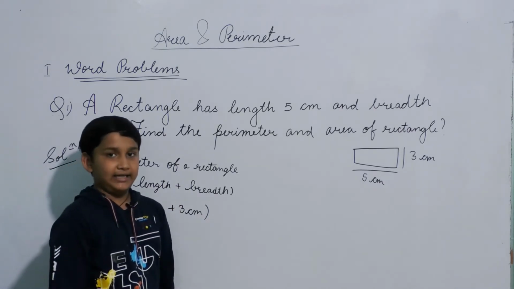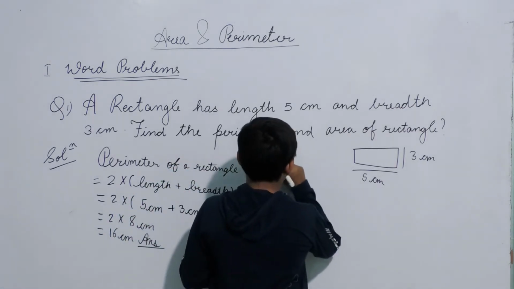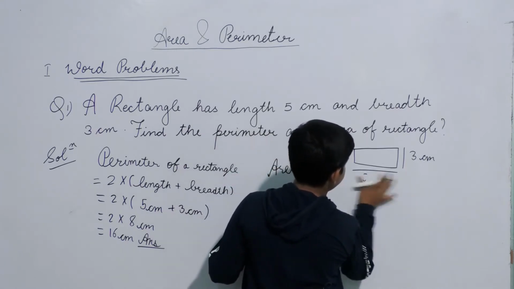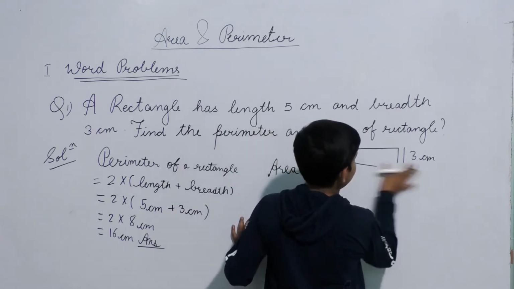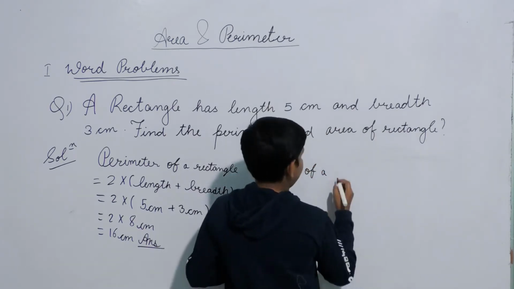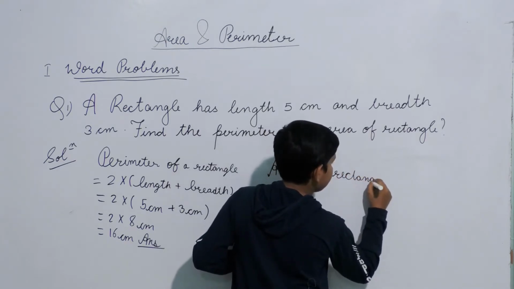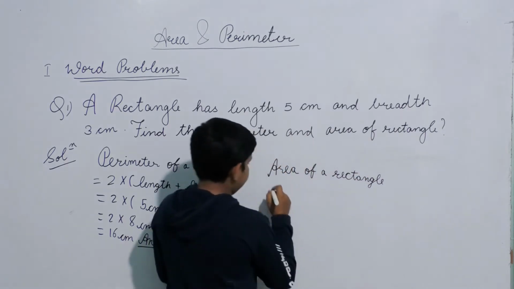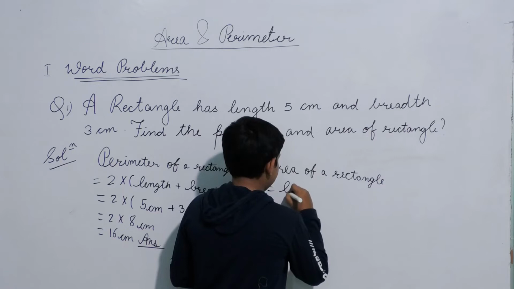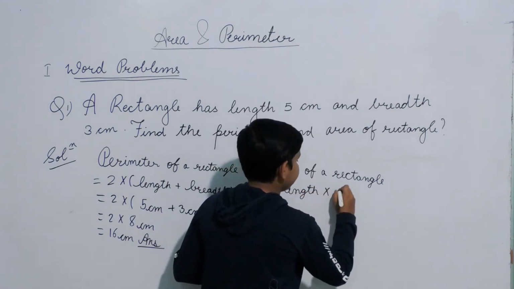Now we will find the area of the rectangle. To find the area of a rectangle, I'm going to erase this rectangle. Area of a rectangle: there is a formula of length into breadth.